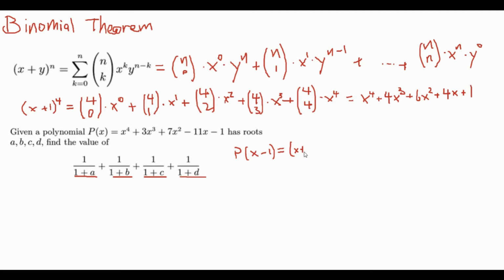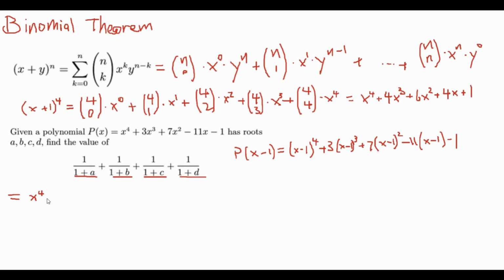This is just equal to (x-1)^4 + 3(x-1)^3 + 7(x-1)^2 - 11(x-1) - 1. And now let's expand this. I'll put it over here. We know that x-1 is equal to, I'll just skip writing the binomial stuff because that's going to take a long time.